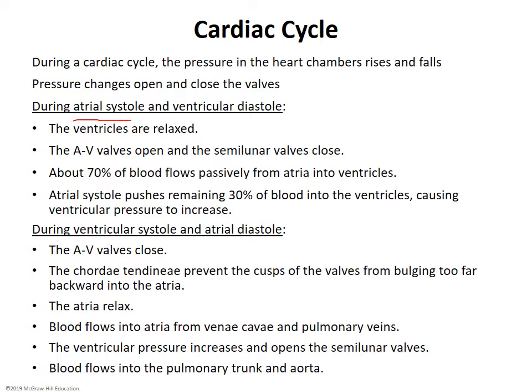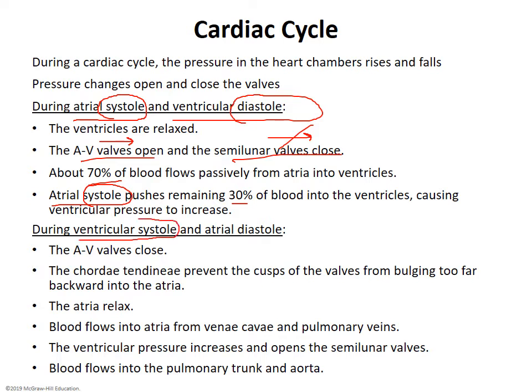During atrial systole, contraction, and ventricle diastole, relaxation, the ventricles relax, the AV valves will open, the semilunar valves will close. Entryway opens, exit is blocked. About 70% of the blood flows passively into the ventricles. The atria will go through systole, which is just a general squeeze, which the rest of the blood will go in. Now, right after that happens, the ventricles will start to squeeze, ventricle systole.